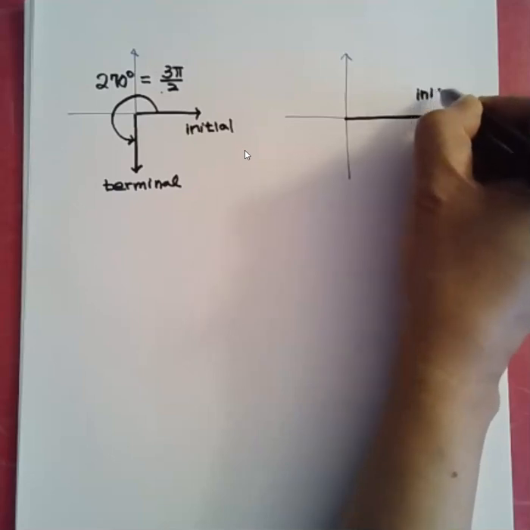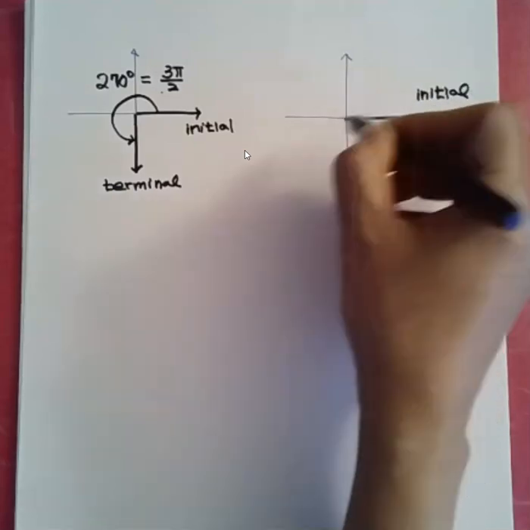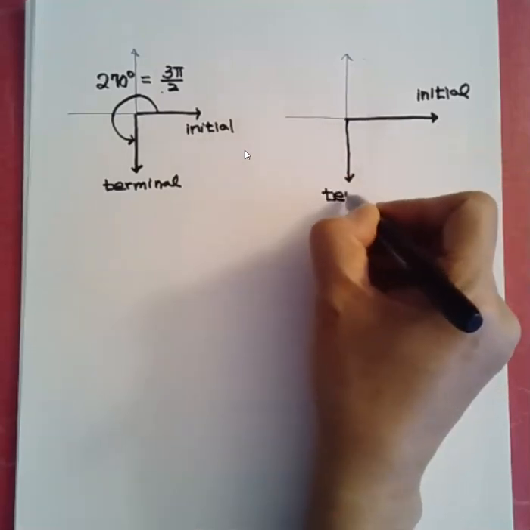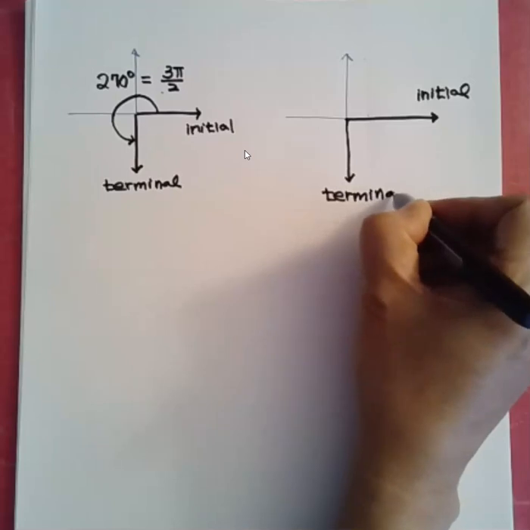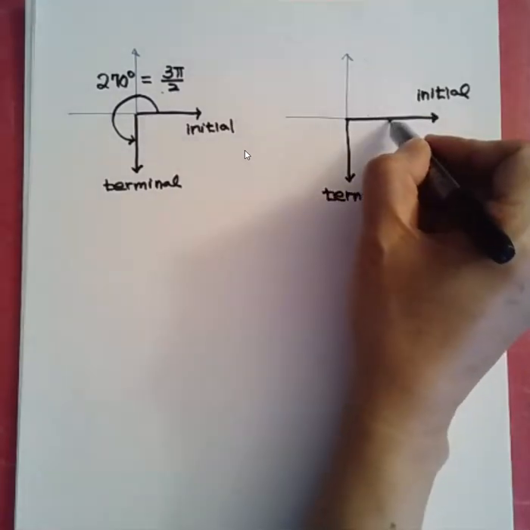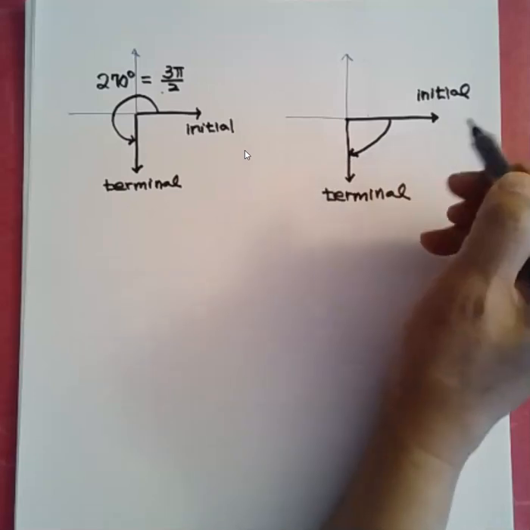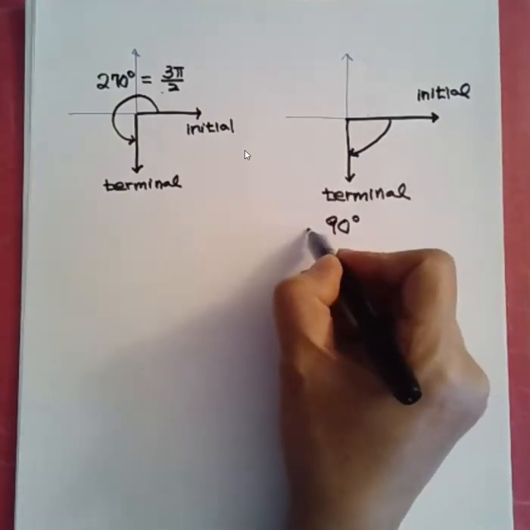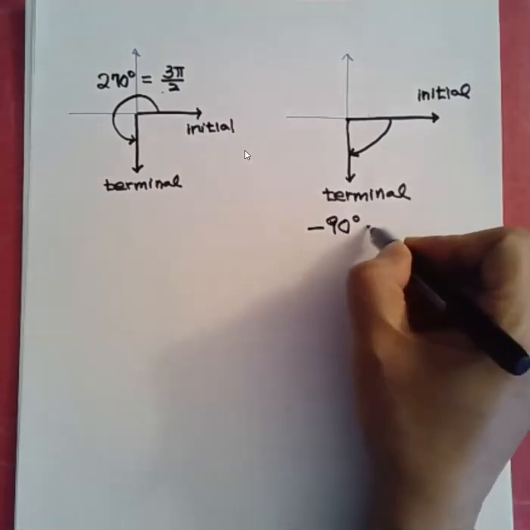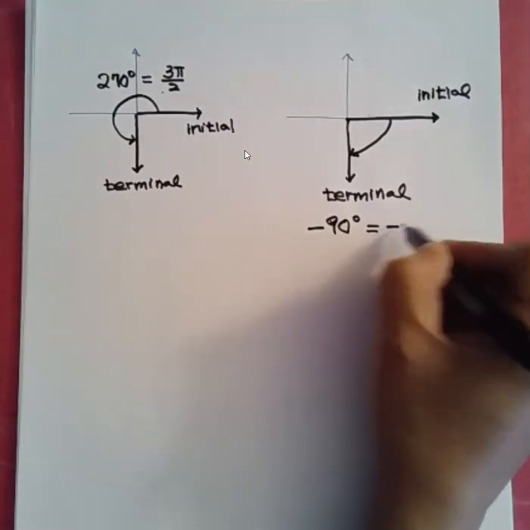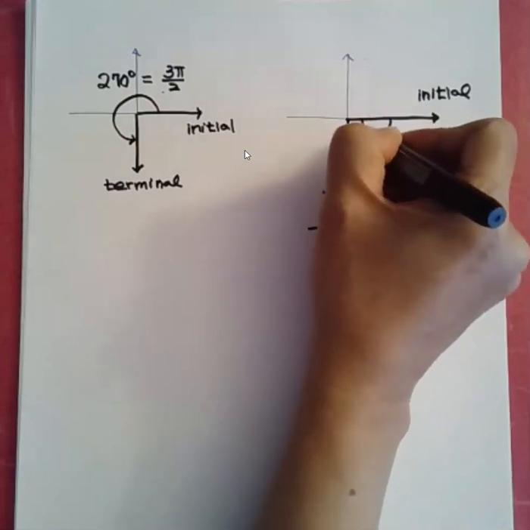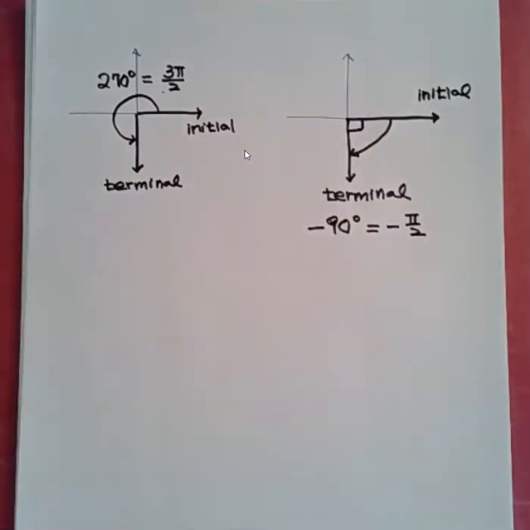Here is the initial side. The negative y-axis is the terminal side. We just move one sector clockwise, so that is 90 degrees, but that is clockwise, so we attach a minus, and that can be considered as minus pi over 2. We have a special notation, so we write that notation there.